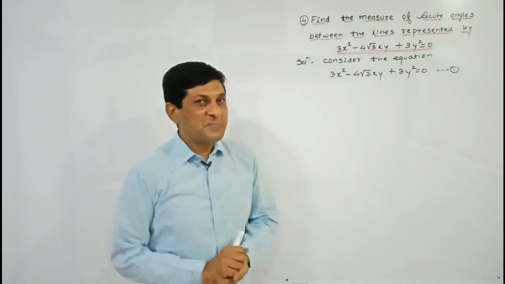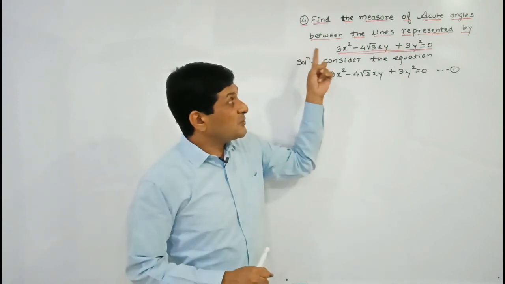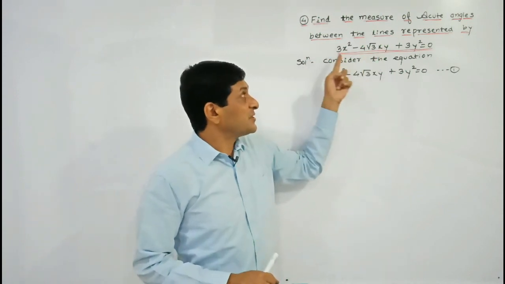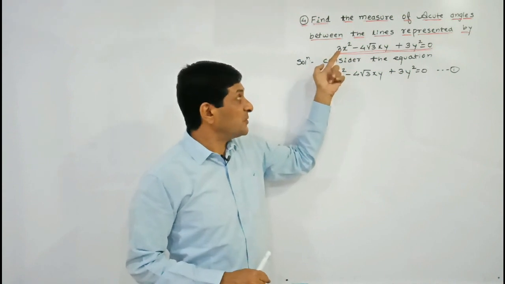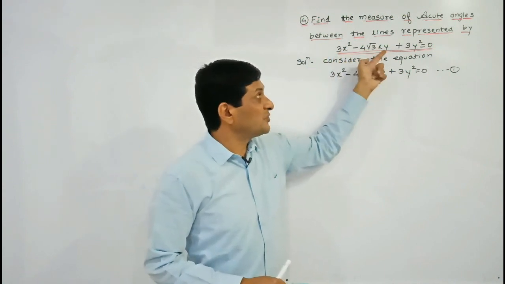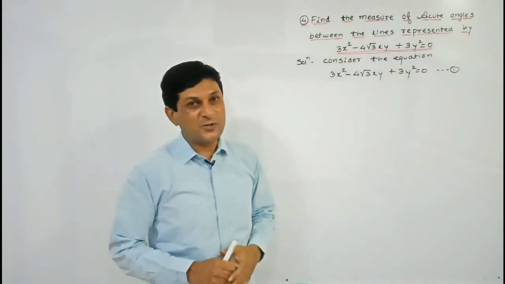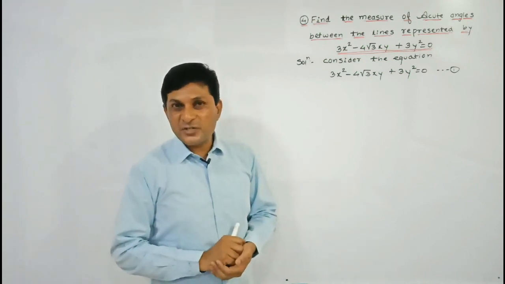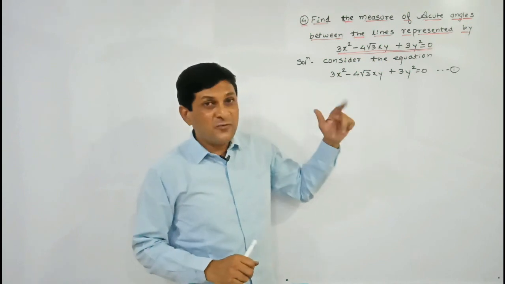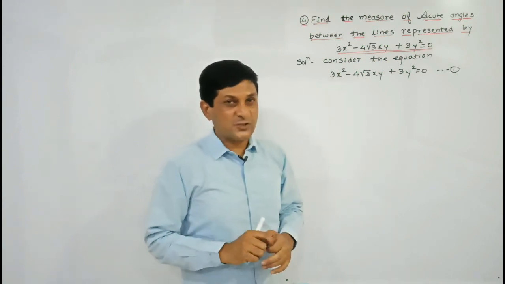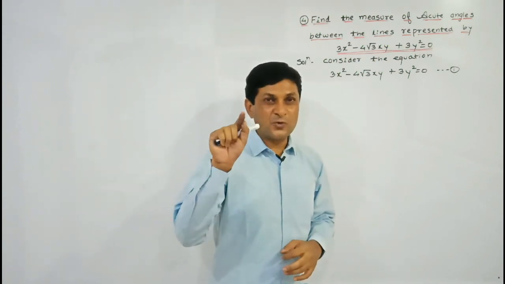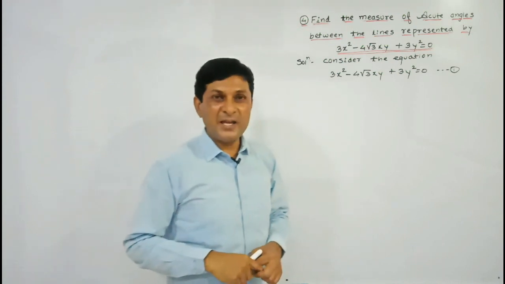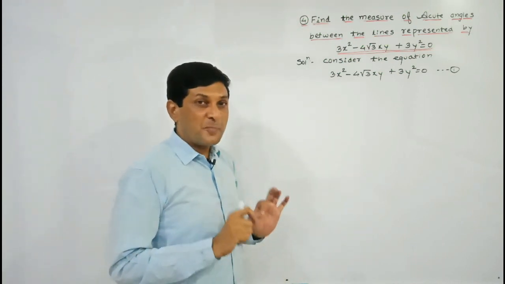Now see, in example number 4, we have to find the measure of the acute angle between the lines represented by this homogeneous equation 3x square minus 4 root 3xy plus 3y square is equal to 0. So we have considered the given equation. To apply the formula of angle between the lines, what is that formula? Tan theta is equal to 2 under root h square minus ab upon a plus b. We will require the values of a, h and b.